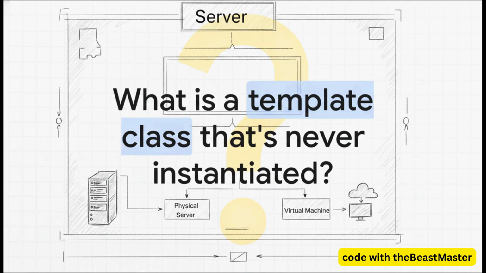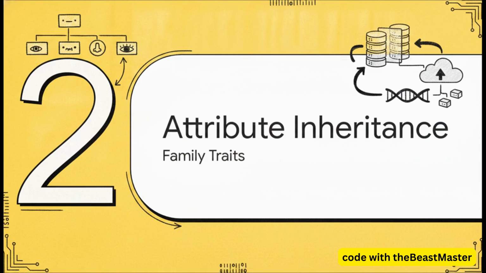Alright, let's do a quick knowledge check based on that blueprint. Imagine a class called server that's never directly instantiated, but it shares attributes with both a physical server and a virtual machine. So what is this example of? Well, if you guessed an abstract class, you completely nailed it. It's just an organizational template, not the actual server record itself.